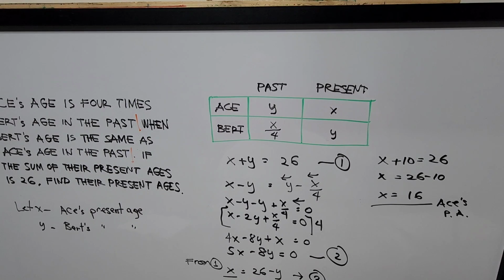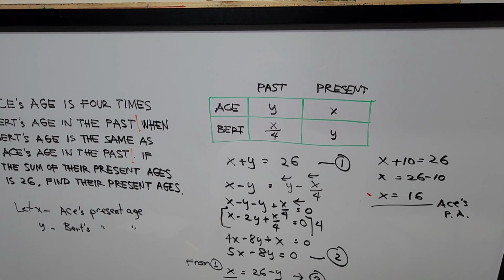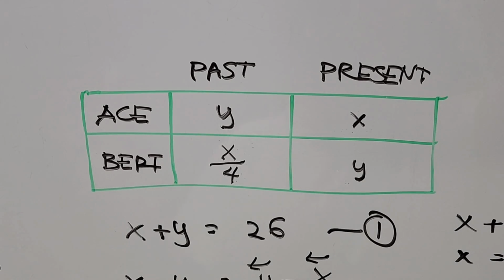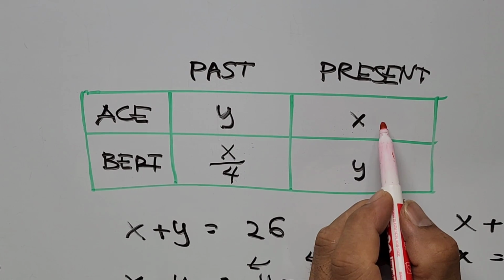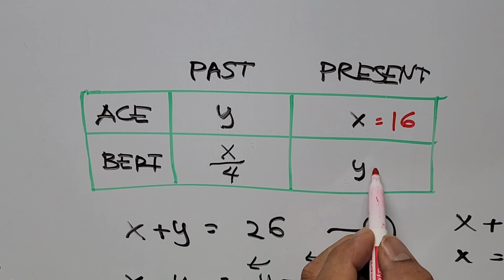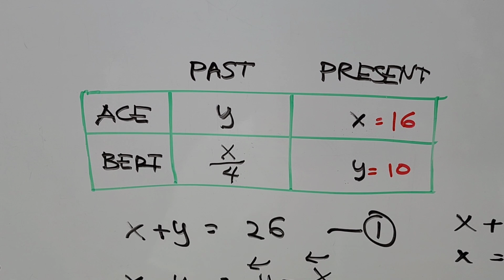We have here the value of x, A's present age, that's 16, and Bert's present age, y, is 10. Let's put those in our chart. Based on the problem, the sum of their present ages is 26. We have the correct answer, right? 16 plus 10 is 26. And that's correct. Now the past age says their past age is the same as Bert's present age. So this is the same.